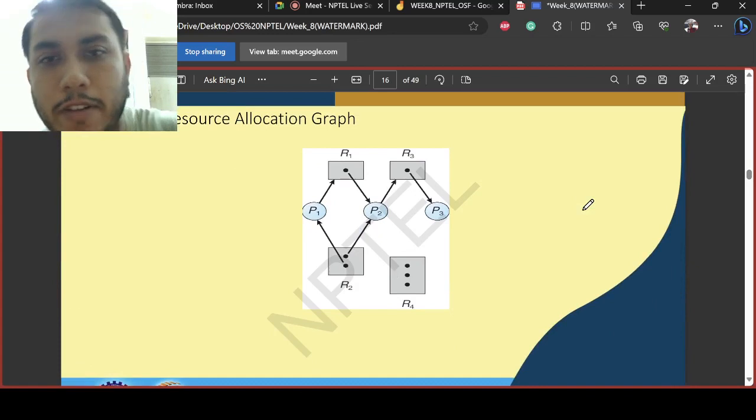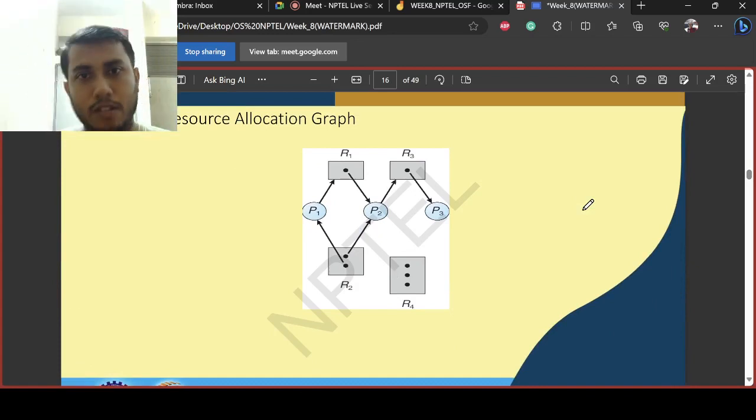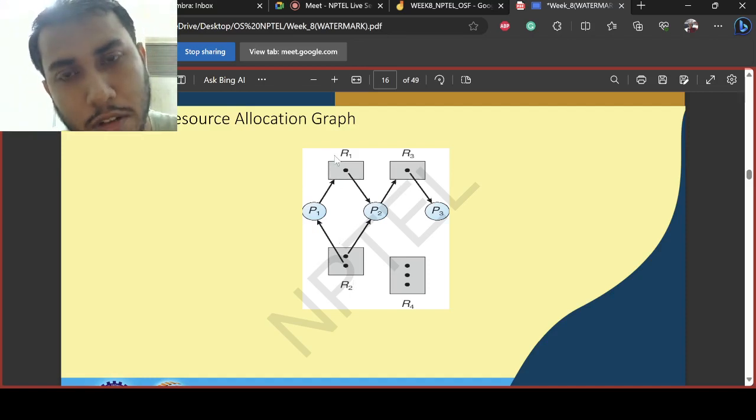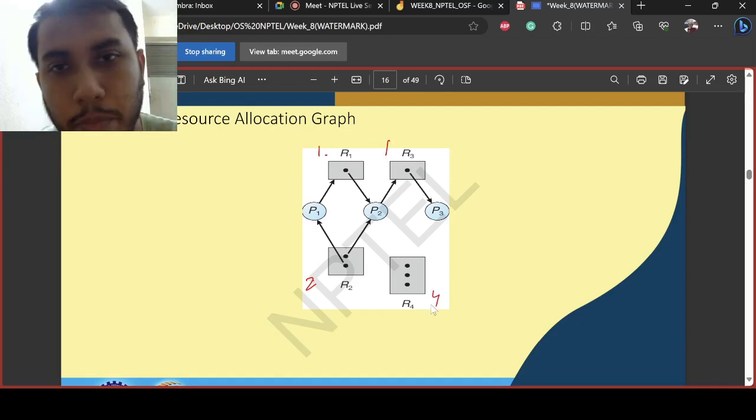Now here is an example of a resource allocation graph. So what does this indicate? This indicates that resource type R1 has one instance, resource type R2 has 2 instances, resource type R3 has 1 instance, and resource type R4 has 4 instances. So what does it mean?